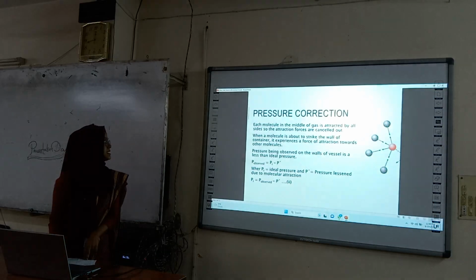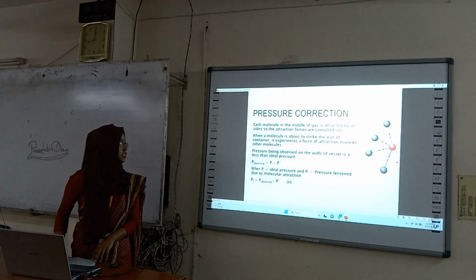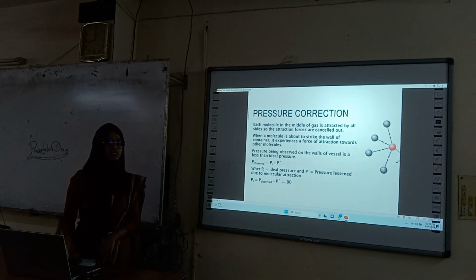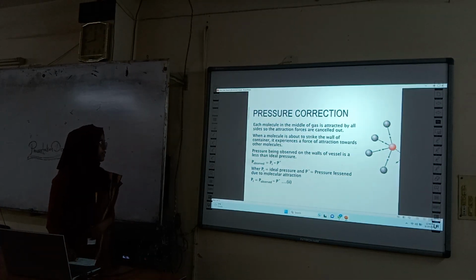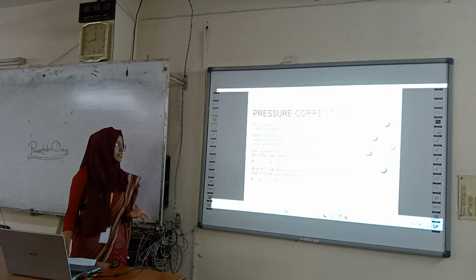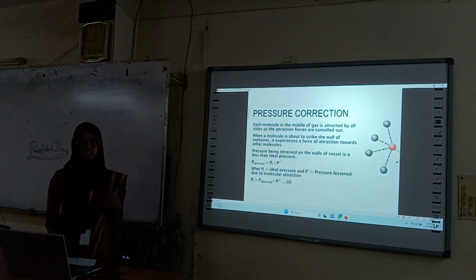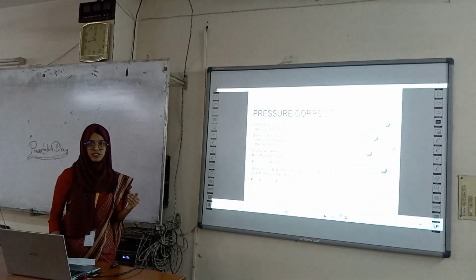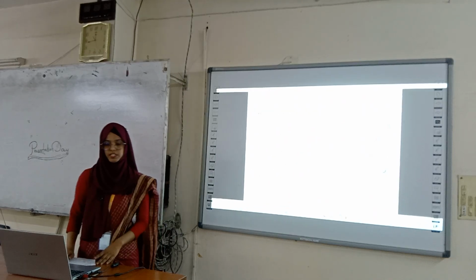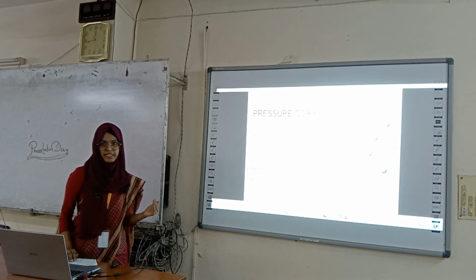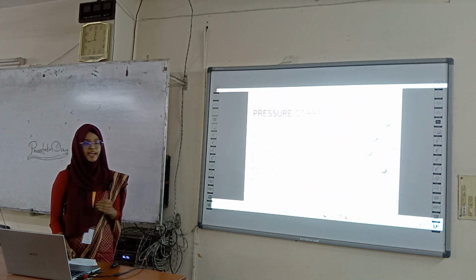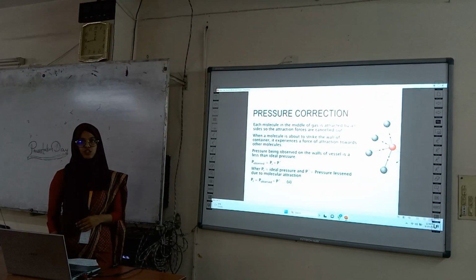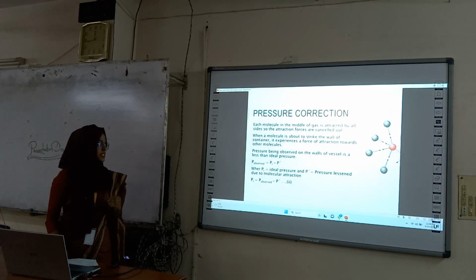Then the next slide represents the pressure correction in Van der Waals equations. Each molecule in the middle of the gas is attracted from all sides, so the attraction forces cancel out. When a molecule is near the wall of the container, it experiences a force of attraction towards other molecules. Pressure observed on the walls of the vessel is less than the ideal pressure. So P observed equals Pi minus P dash. Here Pi equals ideal pressure and P dash equals pressure lessened due to molecular attraction. Pi equals P observed plus P dash. That is equation number 2.